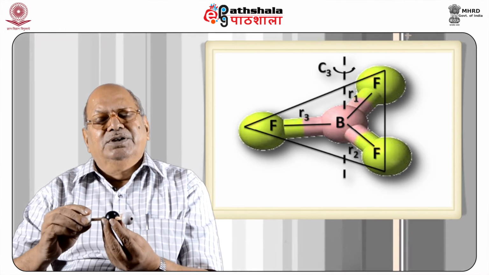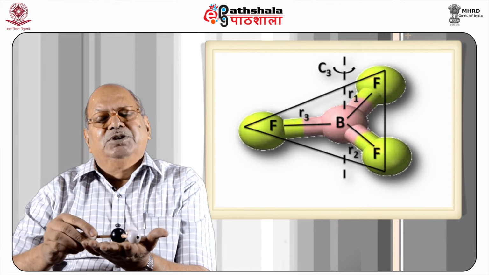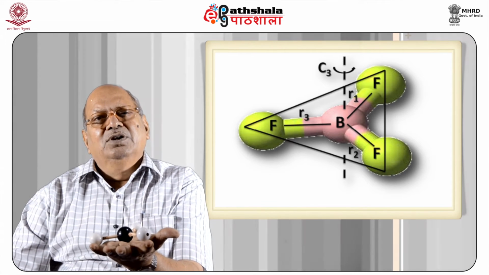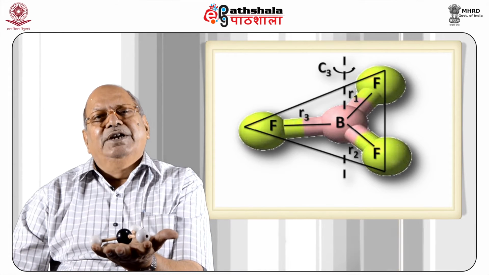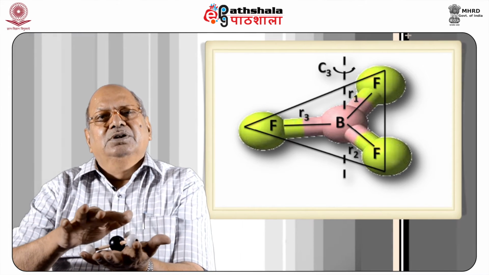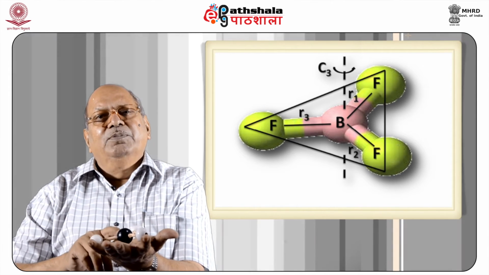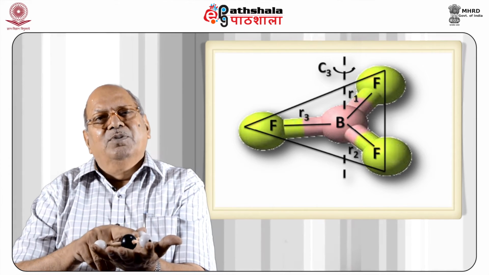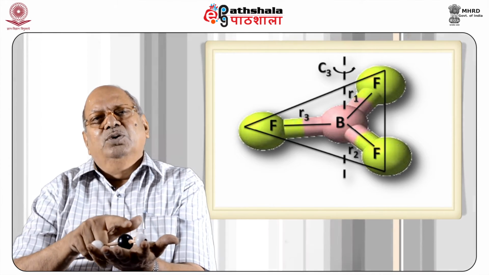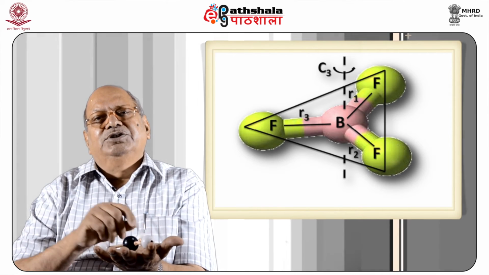Now, let us take sigma h. Sigma h means the plane of the molecule, as it lies on my palm, and it means all the three atoms are not shifted. How many bond vectors are not shifted? 1, 2 and 3. Here I am taking bond vectors, not atoms. So, 3 bond vectors are not shifted.